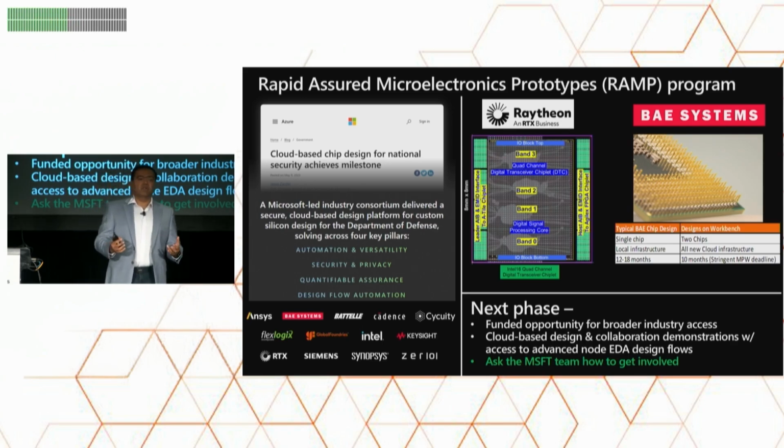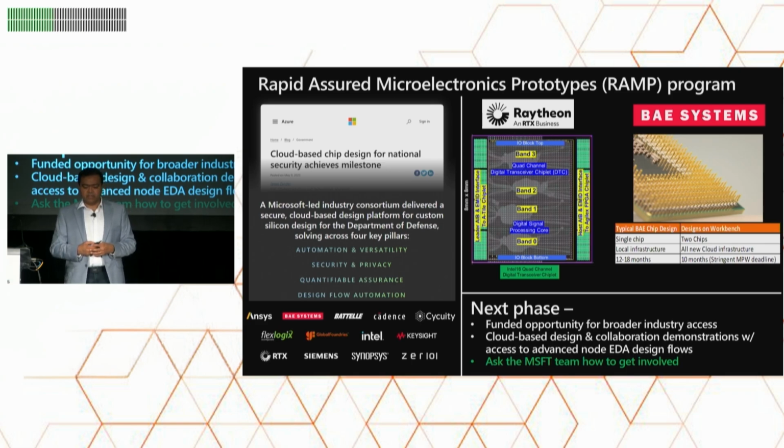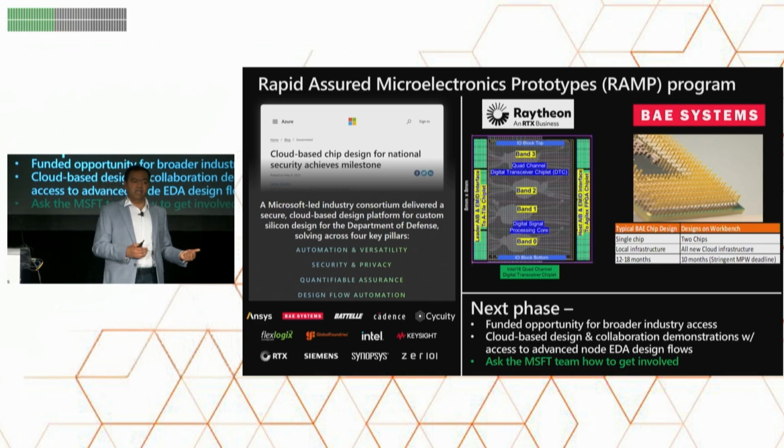So Microsoft got the charge for building out the cloud-based secure platform. And with the support from all the industry leaders over here, the logos that you see out here, we built out the platform, and then it was validated by Raytheon and BAE by actually doing their chip design in this environment. The RAMP program still continues on, and we've got many more defense industrial-based customers who are onboarding for their proof of concept as well. If you'd like more information or would like to onboard on that, please get in touch with us.